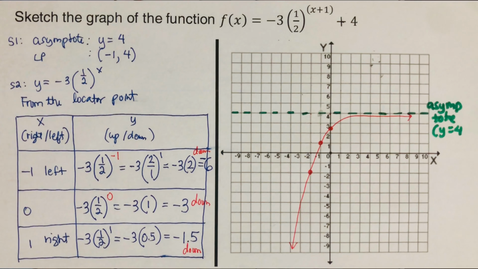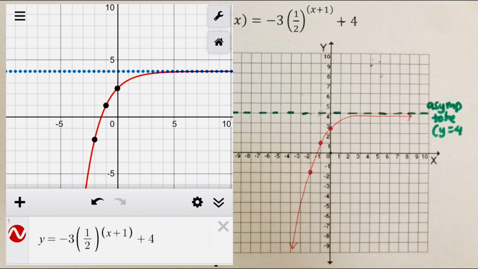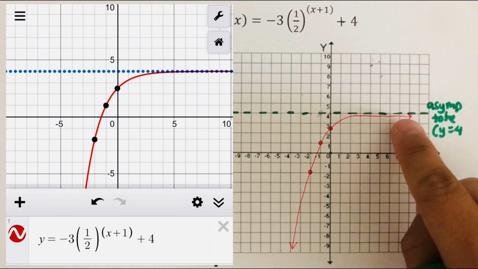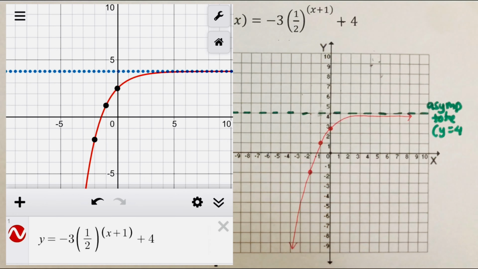On the side, you will see the decimals version of this graph. You can see that both the paper version, the one that we just did, and the decimals version are just the same. Did you get the same answer as this?